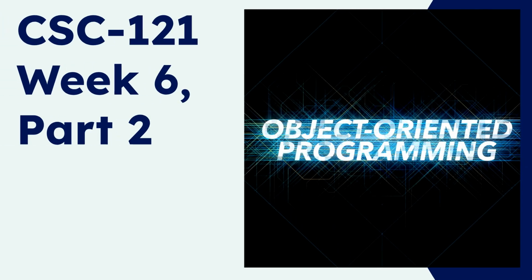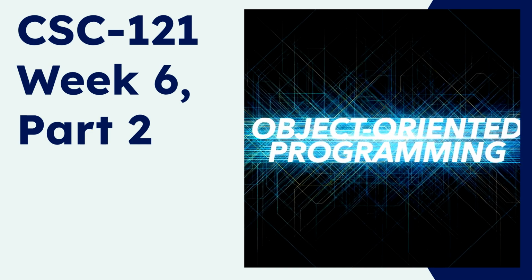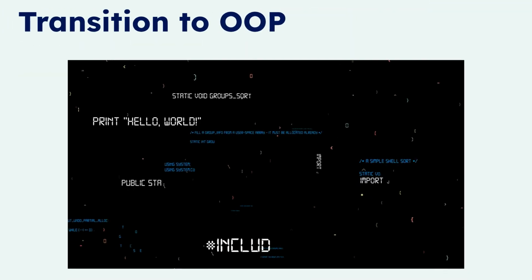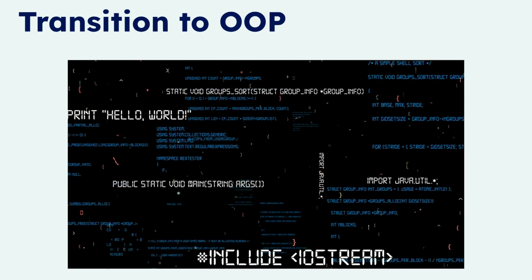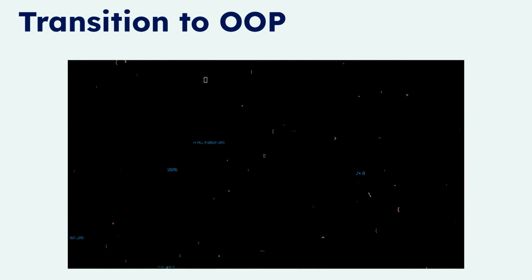Welcome to Week 6, Part 2 of CSC-121. This week, we're diving into Object-Oriented Programming. Object-Oriented Programming, or OOP, is one of the most important programming models used in modern software development.